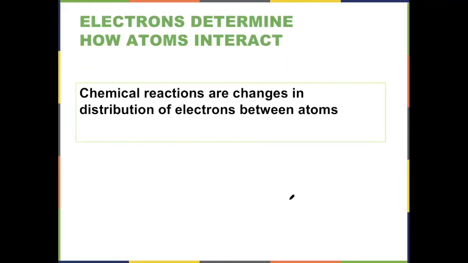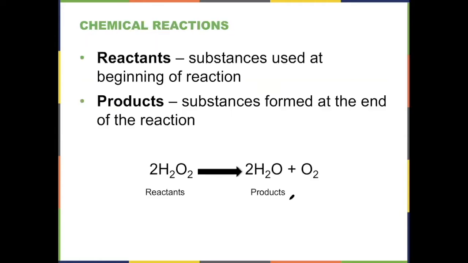This idea of the electrons and where they are in the atom is going to lead to the idea of how they interact with each other. Atoms interact with each other by combining sometimes or breaking apart in what is called a chemical reaction. Chemical reactions occur because there are changes in the distribution of the electrons between atoms.